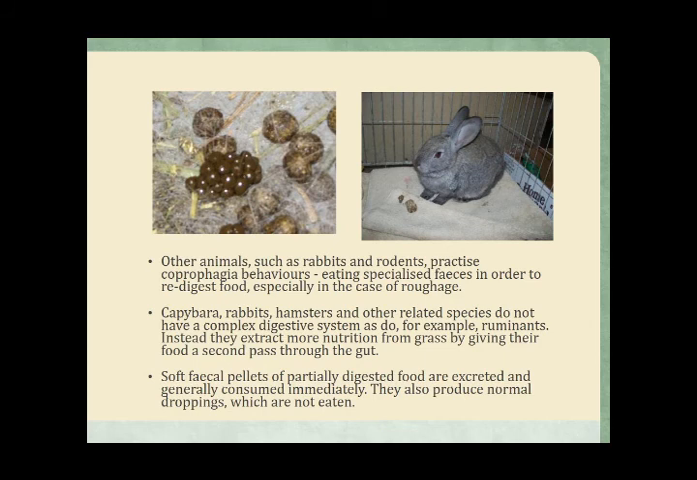Other animals practice coprophagia. They eat their own feces to redigest the food again. Rabbits and hamsters don't have a complete digestive system such as ours. We as humans only eat our food once, and then we expel our feces. Rabbits, hamsters, and capybara have to eat it twice so that the digestion will be complete. The first fecal pellets are soft and still have nutrients in them, so the rabbit or hamster will usually eat them ASAP. After they eat it the second time, they will have droppings which are hard.